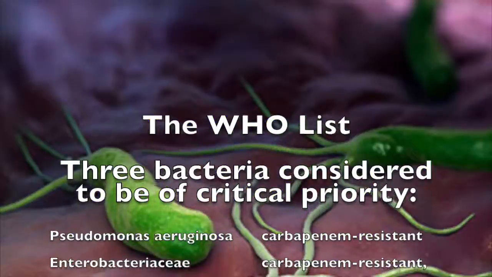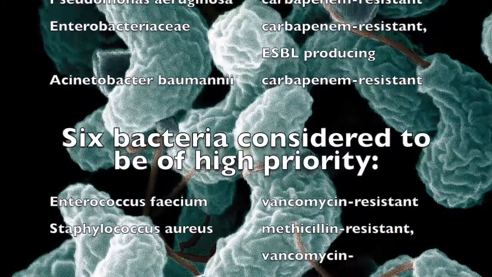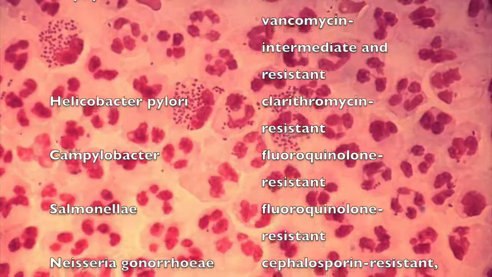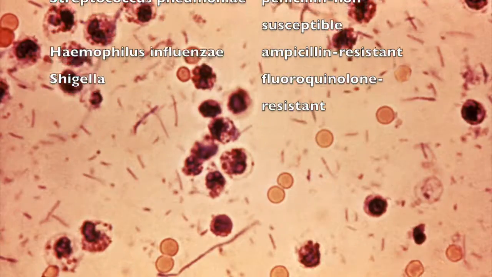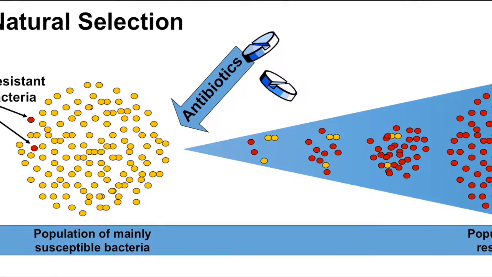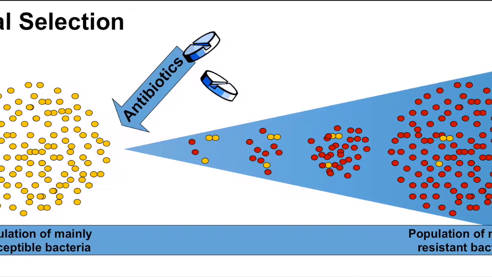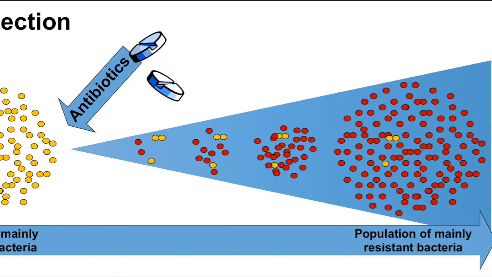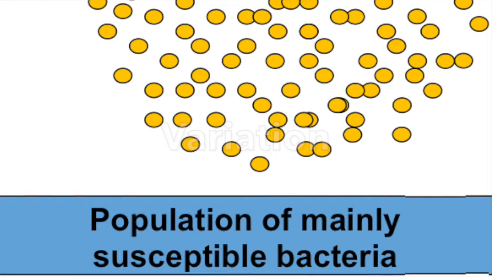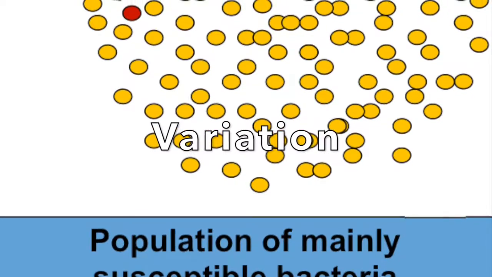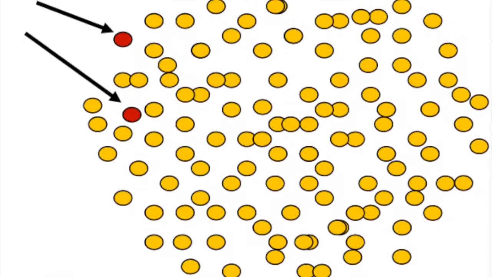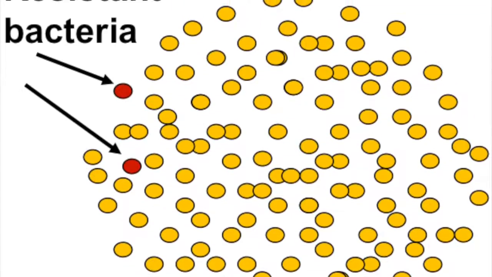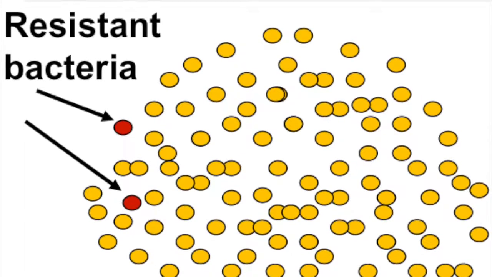Currently, the World Health Organization recognizes 3 bacteria considered to be of critical priority, 6 considered to be of high priority, and 3 deemed to be of medium priority. How can the mechanism of natural selection for the theory of evolution be used, then, to understand the development of antibiotic resistance? First, there has to be variation in the population of bacteria, where some possess the gene for resistance, usually found in the small circular plasmids. Other bacteria in the population do not possess the variation granting antibiotic resistance.